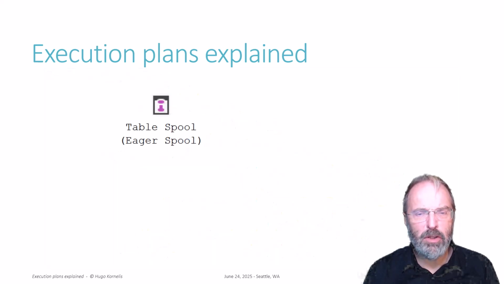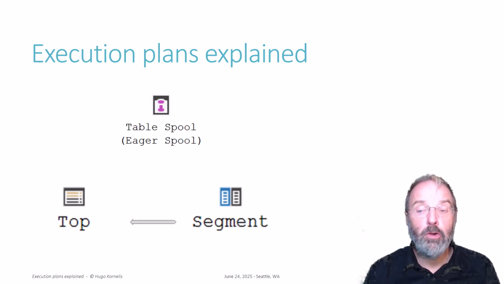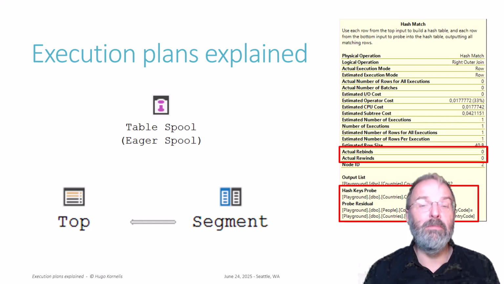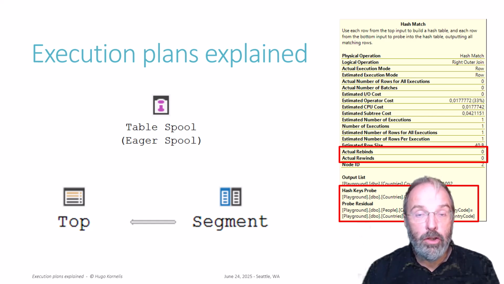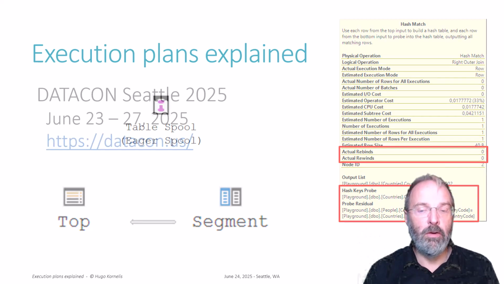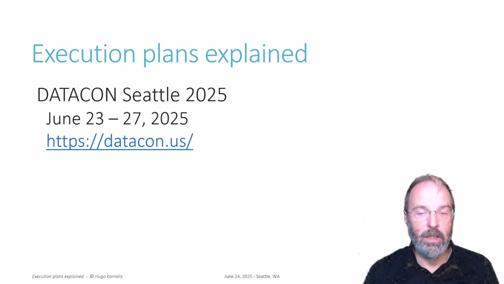What does a table spool operator do? What is a segment operator and how does it interact with the top? What do all these properties mean? You need more knowledge. You need a better understanding of all the elements in the execution plan. And that is where DATACON Seattle 2025 comes in.